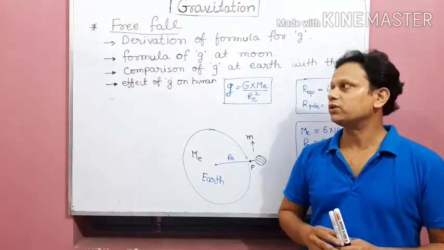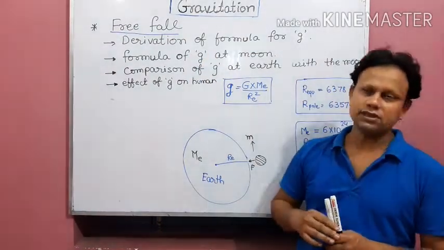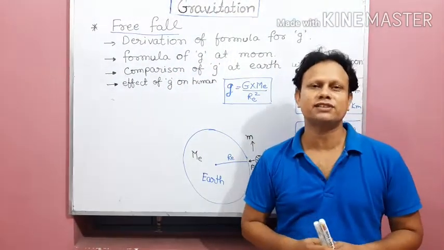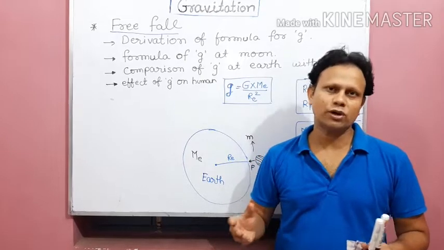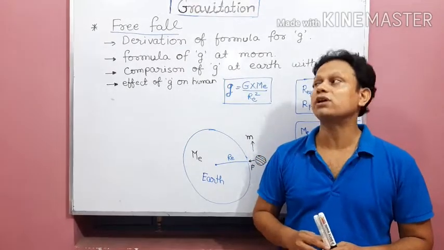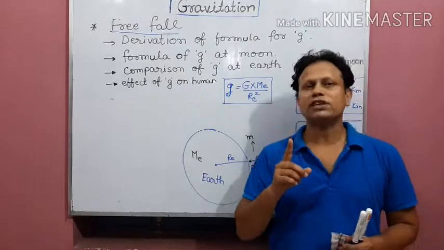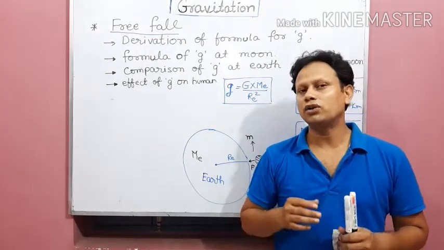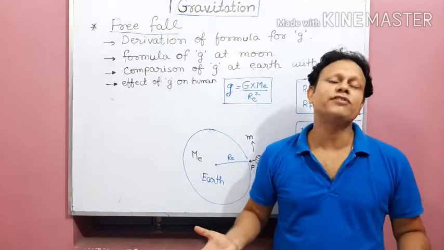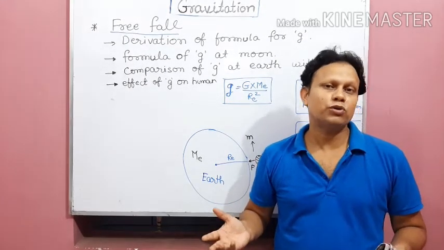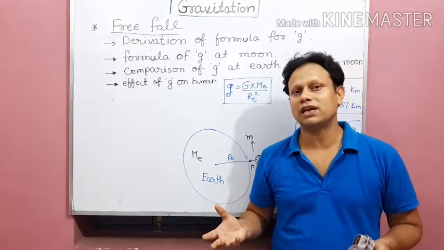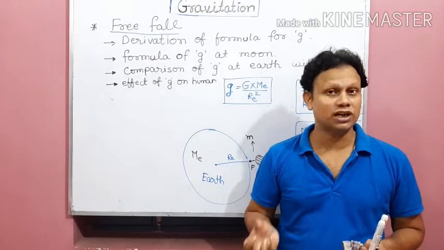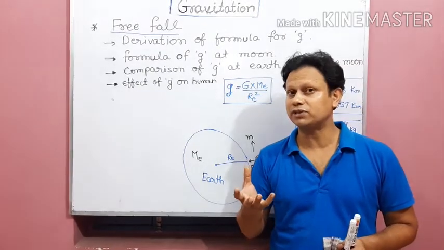First of all, the derivation of the formula for g. Then we'll go to the formula for g at the moon also, because the moon is our next neighbor. And one thing you should understand, that on the moon we get natural free fall. I know you can guess why this natural free fall is available there: because on the moon there is no atmosphere, due to poor gravitation. That is, here also the gravitation plays a vital role.